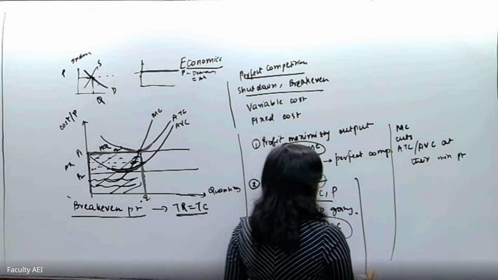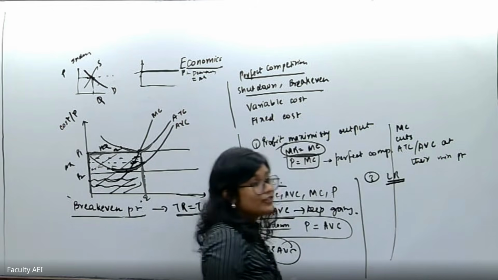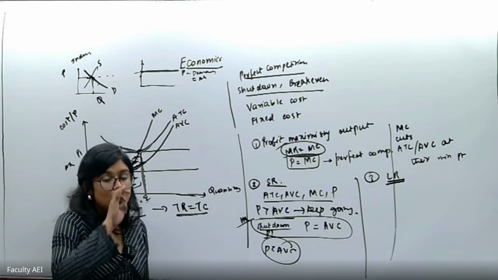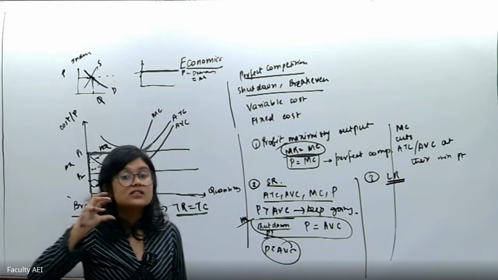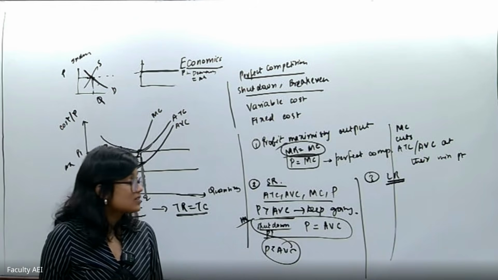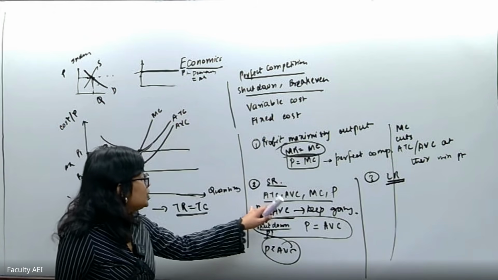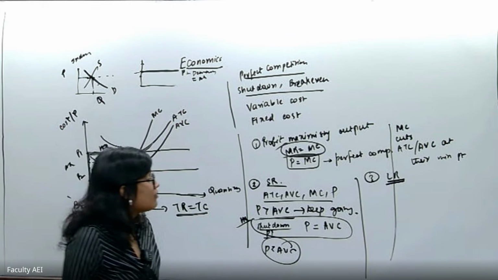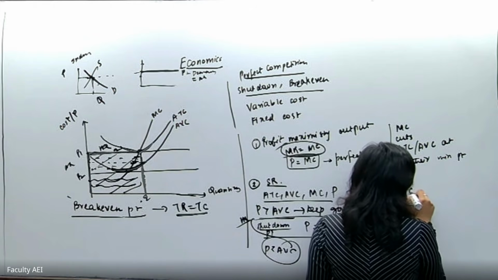What happens under long run? Under long run, you do not have to bear the fixed cost as well, because all the factors of production are variable. There is no factor of production which is fixed. So there is no concept that even if I shut down, I would have to keep bearing the fixed cost. So I would not continue when my price is greater than average variable cost. I would only continue when my price is greater than average total cost.